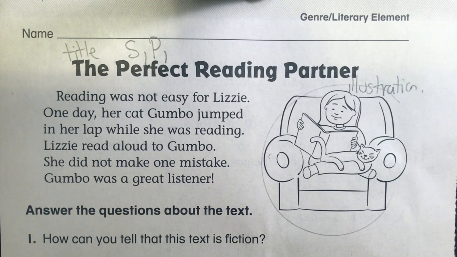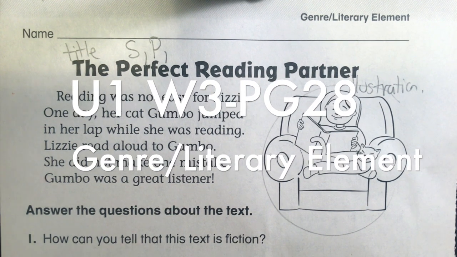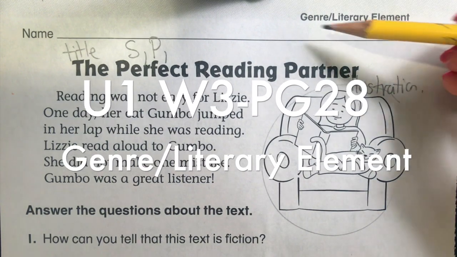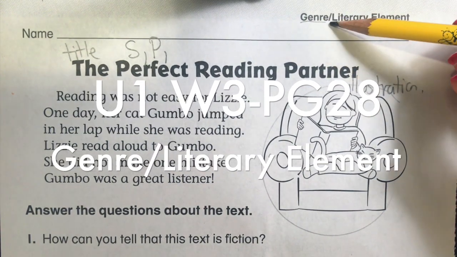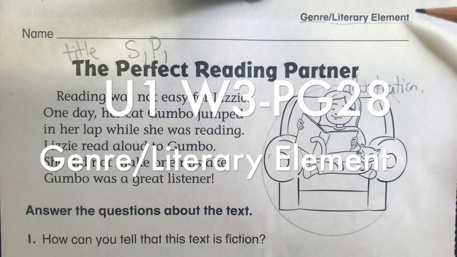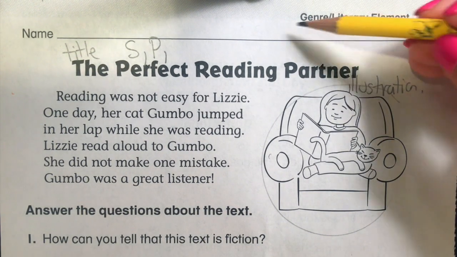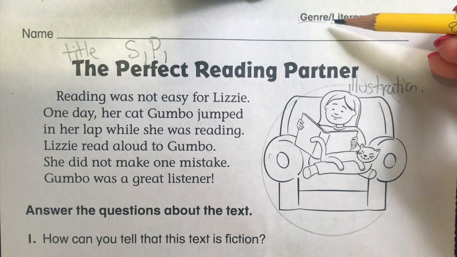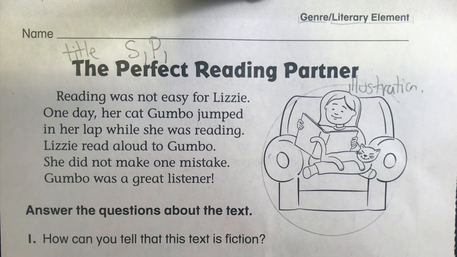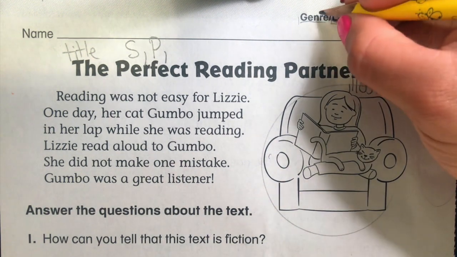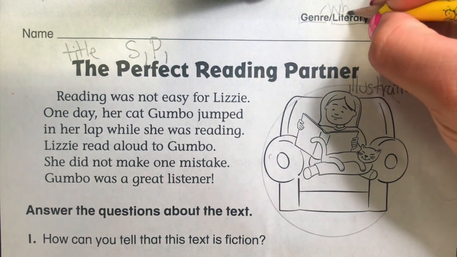Back to Mini Lessons with Miss H. And today we're going to do page 28, Unit 1, Week 3. So this lesson focuses on genre, literary element. We're going to look at different ways that an author gives us clues to figure out what the genre is.